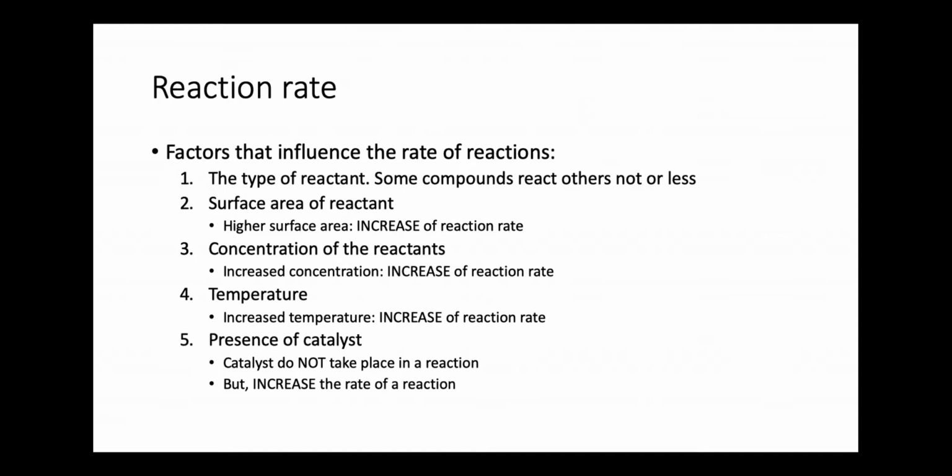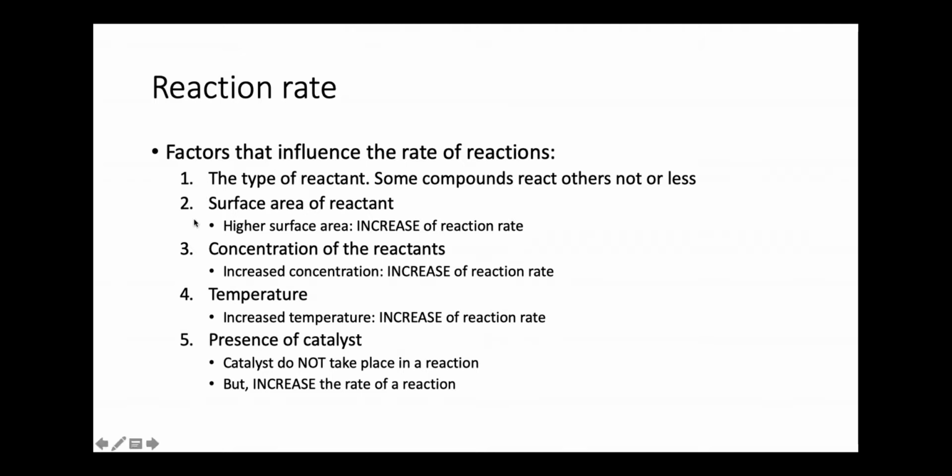So reaction rate, coming back to the 5 factors. The first one, type of reactant: some will react, some will not. If we have wood, we can burn wood. But if we have stone or concrete, it burns a little bit less. It's much more difficult. So it's the characteristic of a compound. Surface area: higher surface area, increase of my reaction rate. If I have one piece of wood or wood chips, the chips react much faster, easier to burn. So the surface area is important.